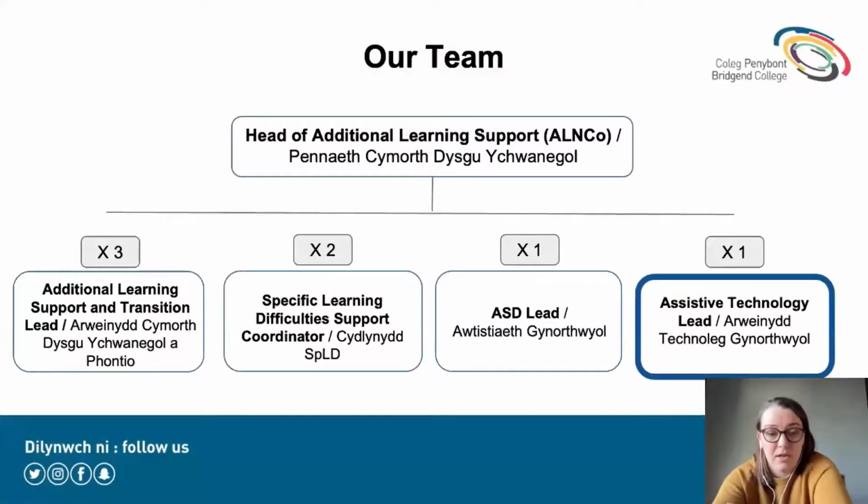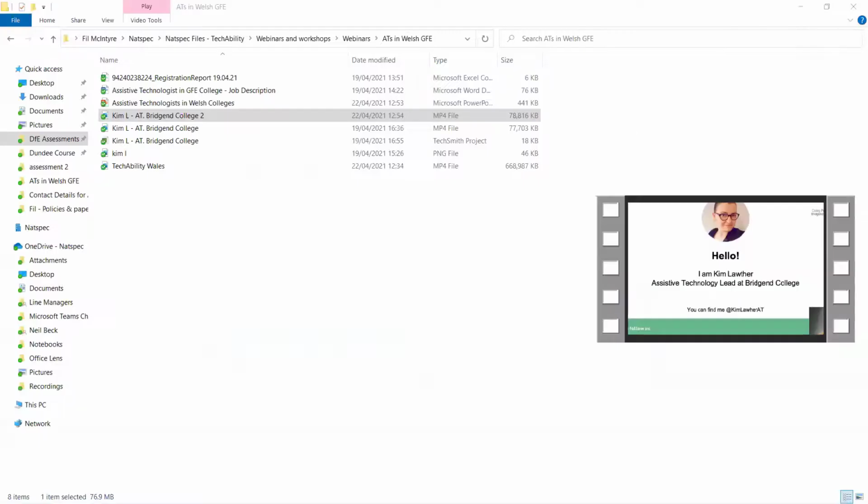So this is our team. We've got the head of ALN at the top, and then we've got 3 ALN transition leads. We've got 2 SPLD coordinators. We've got 1 ASD lead and 1 assistive tech lead, which is myself.